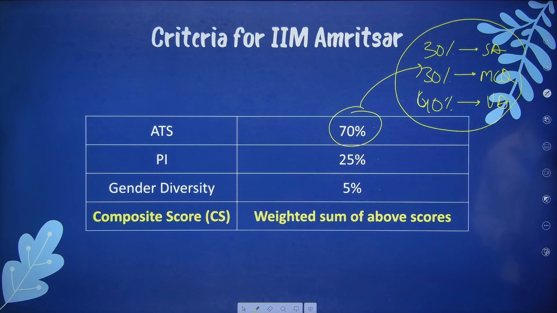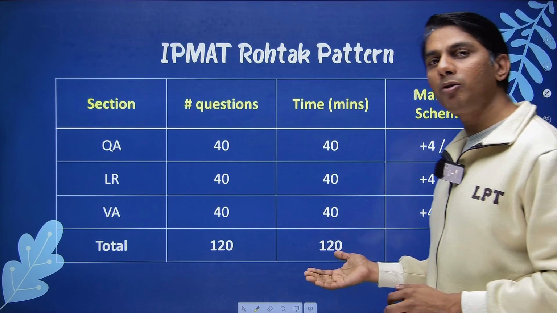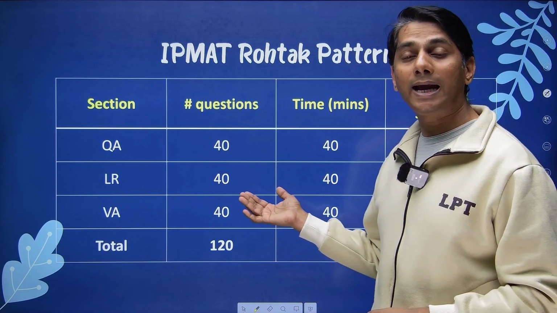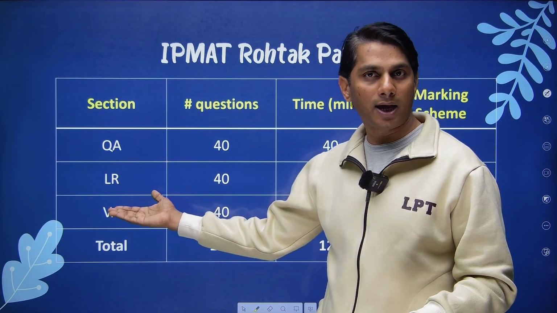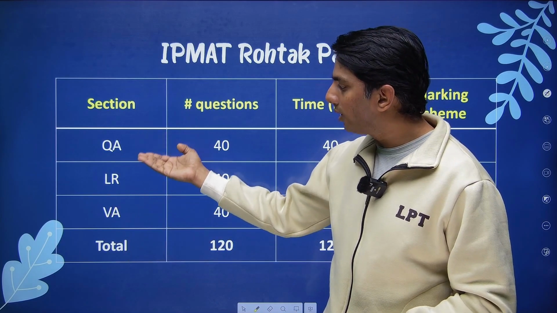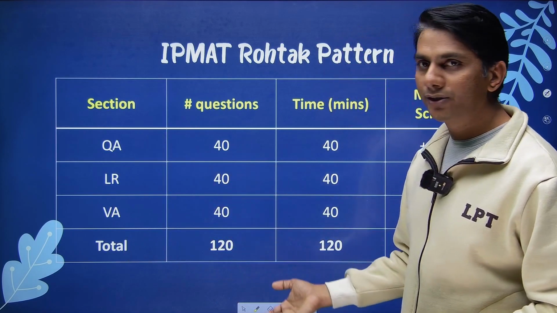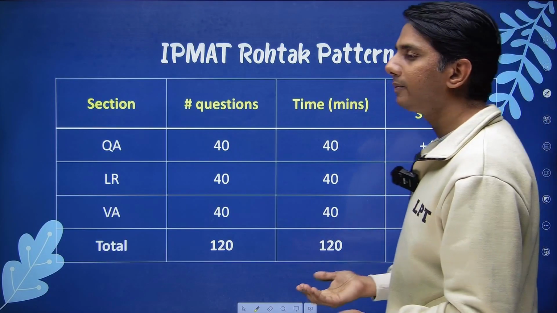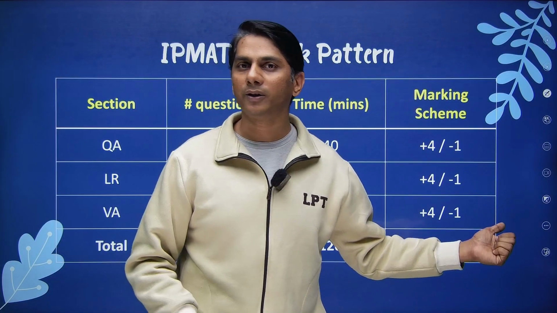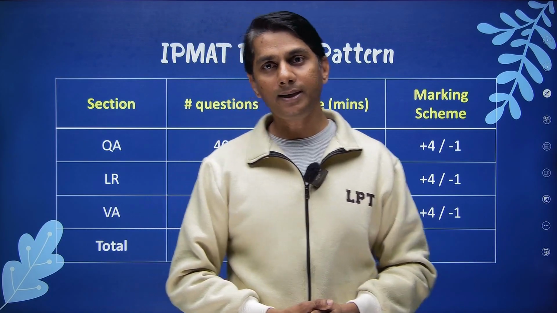Next exam we have is IIM Rohtak. Again, IIM Rohtak is a 2-hour exam, but instead of 90, there are 120 questions, and we have an additional section of LR over here. So there are 3 sections: Quant, LR and VA, 40 questions in each section, 40 minutes for each section, and the marking scheme is +4 for correct and -1 for wrong answers, right?